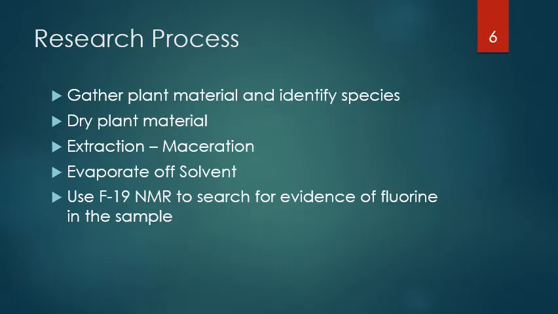So here we have the research process. It starts with gathering plant material and identifying the species. After that, we dry it. Then we extract what we need out of it by a process called maceration. We evaporate off the solvent that's left over from the process, and then the plan was to use NMR to search for evidence of fluorine in the sample. We'll touch more on that later.